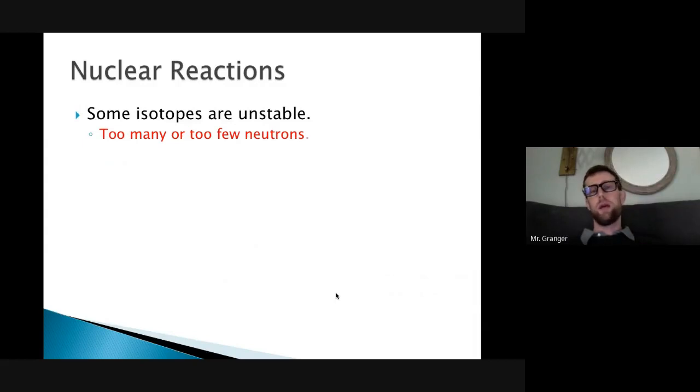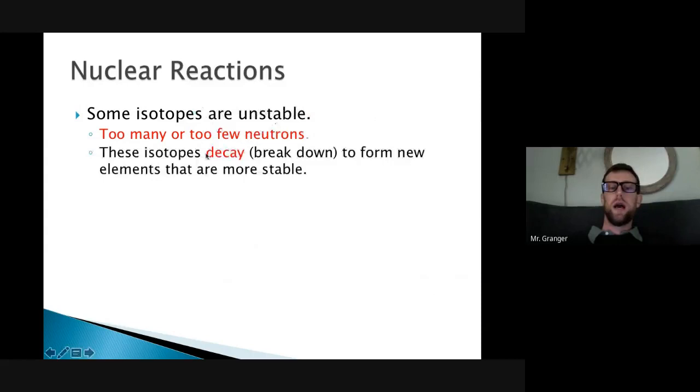The reason they would be unstable is that they have either too many or too few neutrons. There's what's called a band of stability, or a region, kind of a range at which nuclei are stable. And if you add or subtract neutrons from that, it changes, obviously, that range. And so it shifts outside of that range of stability, thus making it unstable and prone to a nuclear decay reaction. So these isotopes do decay.